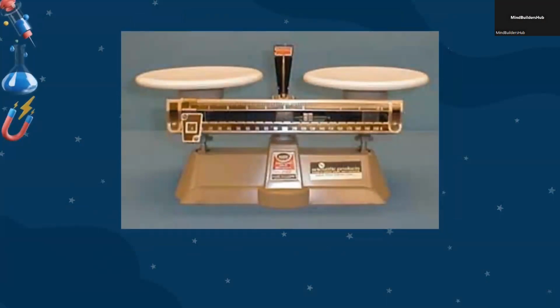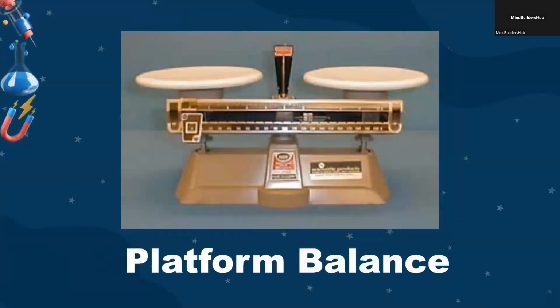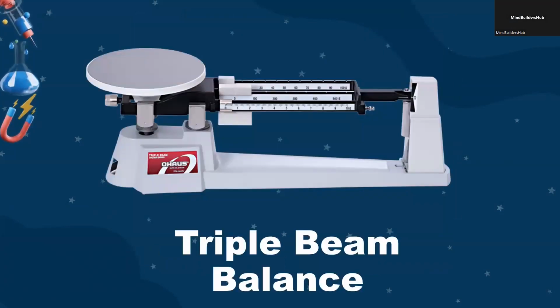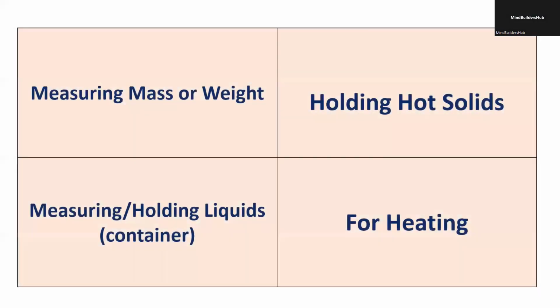For measuring the mass and volume, we have the platform balance, the triple beam balance, and what if we're going to classify them? Of all the pictures that I ask you to look at and name, you have to classify them according to their uses. Measuring mass or weight, holding hot solids, measuring or holding liquids as a container, and for heating.